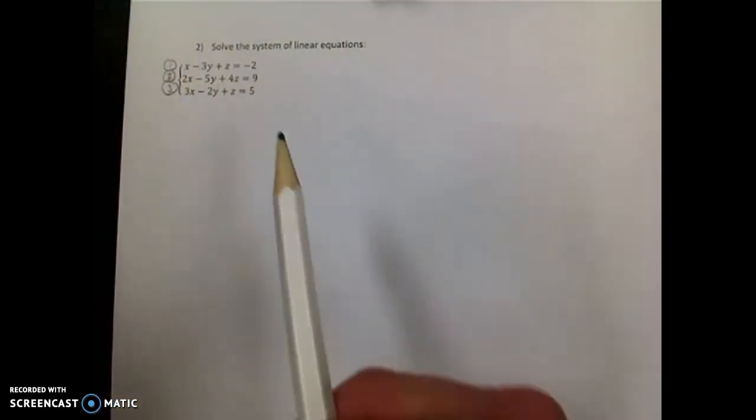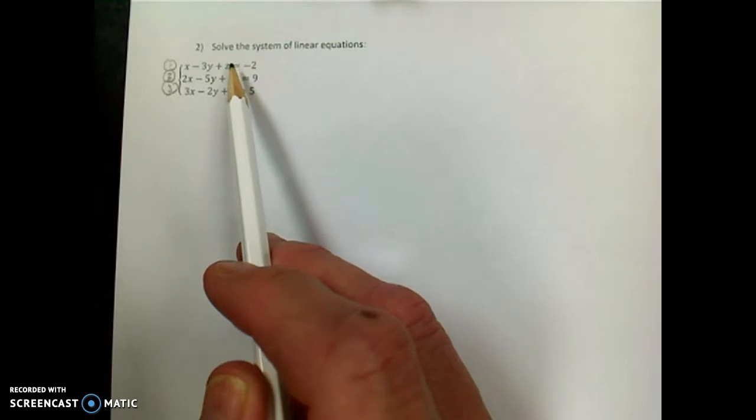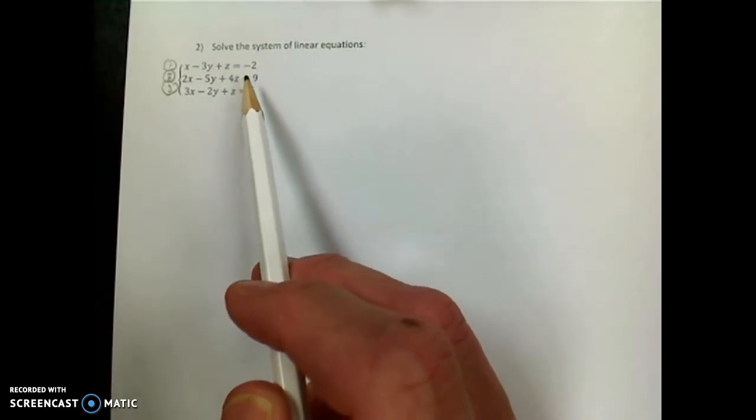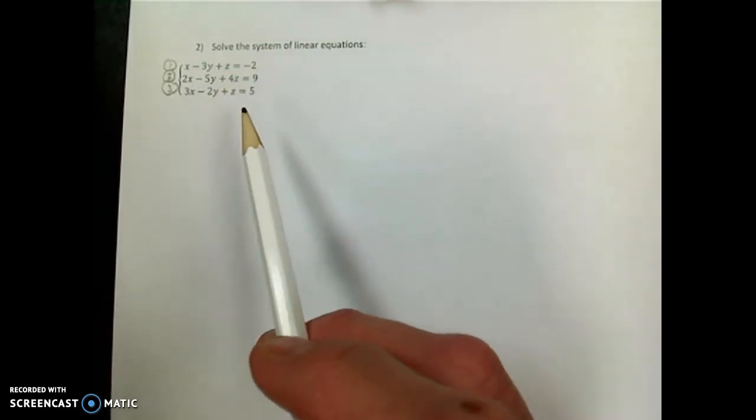Before I begin, I'm thinking that I need to combine a pair of equations at a time and do that twice to eliminate the same variable twice.